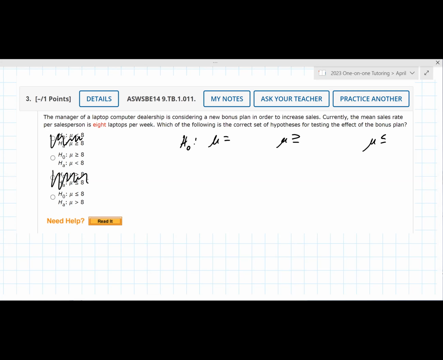I'm asking you, if the bonus is based on increasing sales, will they sell more or less than 8 laptops in that scenario? Probably more than 8. So the claim, and this is where you go to your alternative, this means increase. This means decrease. So you're looking for this one in the alternative hypothesis. Out of B and D, which one has this one in it for increase?